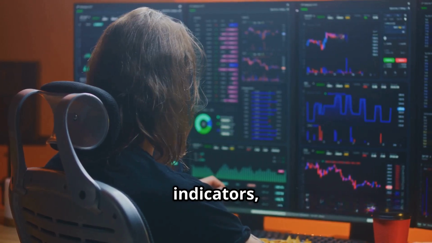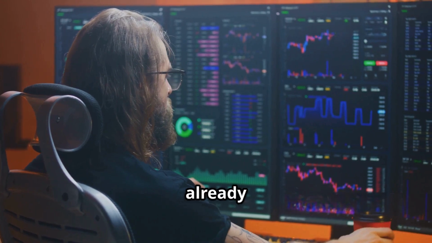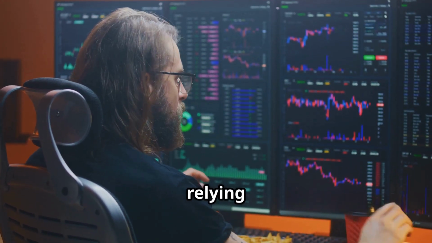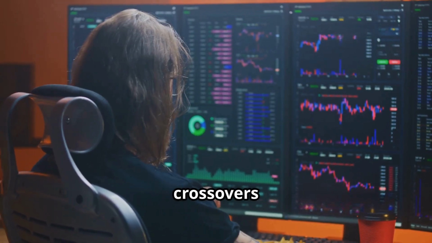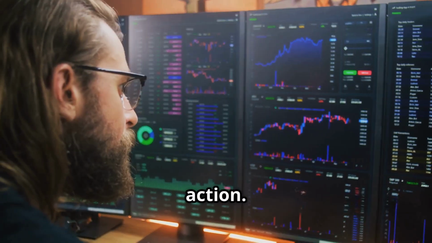Crossovers are lagging indicators based on past price data. This means they reflect price movements that have already occurred, which can sometimes result in delayed signals. Therefore, relying solely on MACD crossovers can be risky. Always look for confirmation from other indicators or price action.